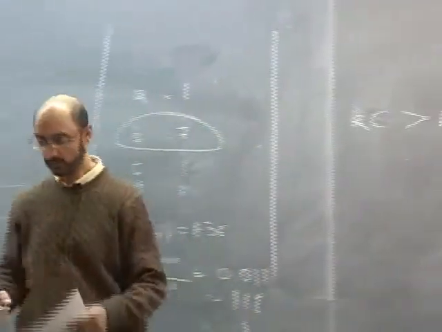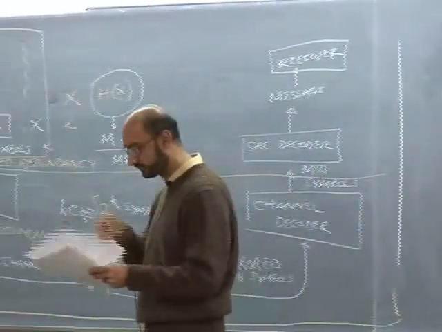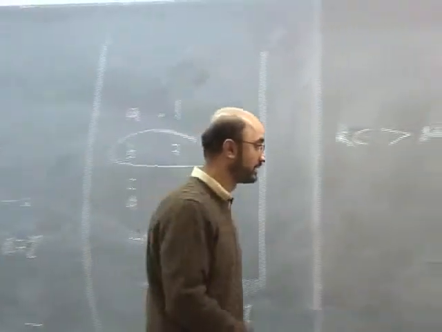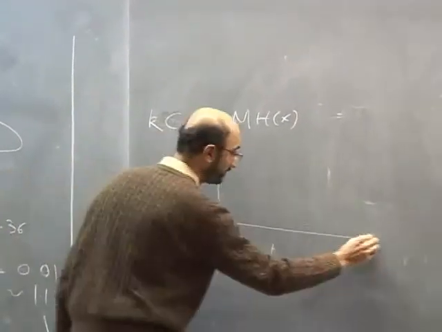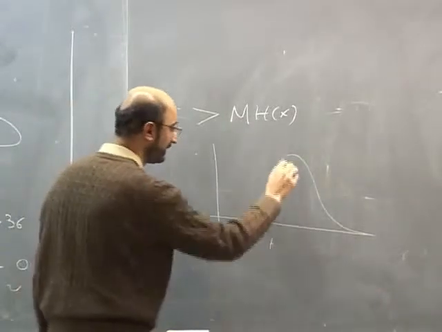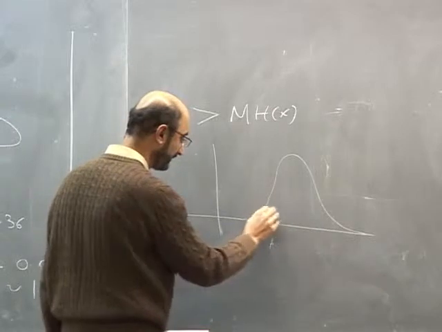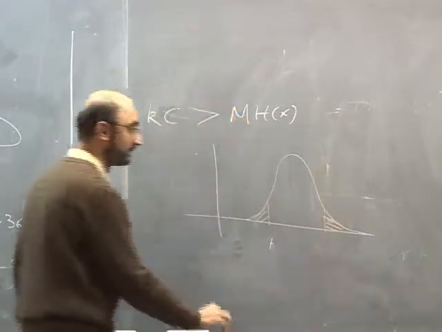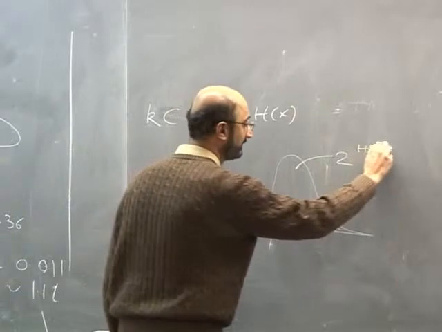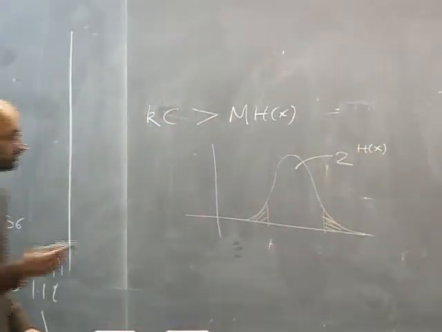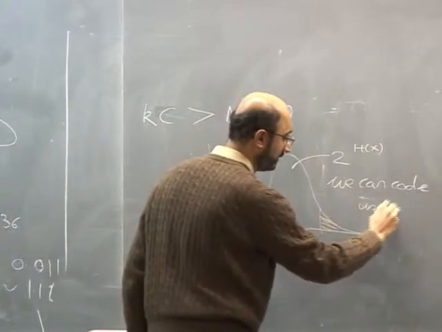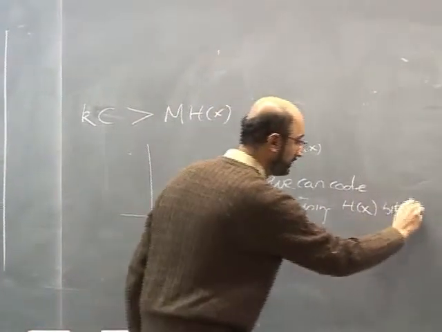I'm going to take a pause for a moment and tell you a little bit more about what's going on, because there's a hidden assumption being made over here, which I want to make very clear. Going back to this, we have the notion of this distribution of message probabilities. As I said earlier, we have this typical set, and this is the atypical set in orange. What we're doing over here is saying that the number of messages over here is 2 to the power H(X). Fine, that's the theorem. And so this means that we can code using H(X) bits per message.